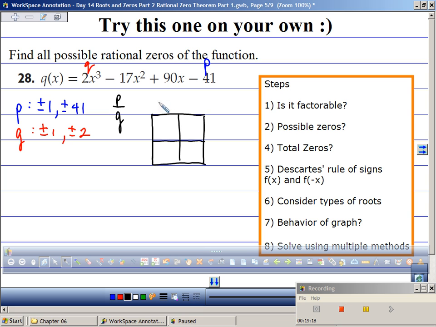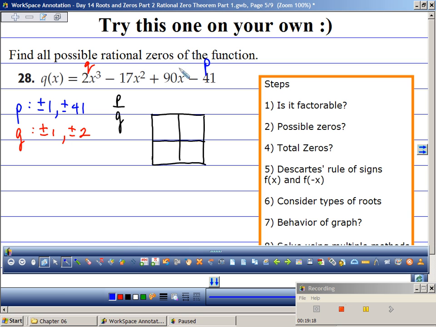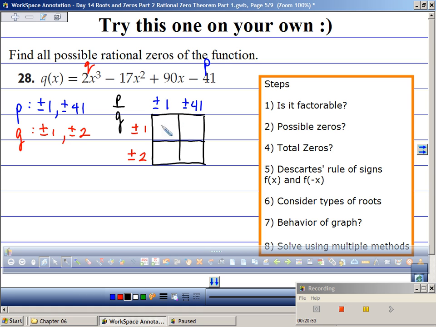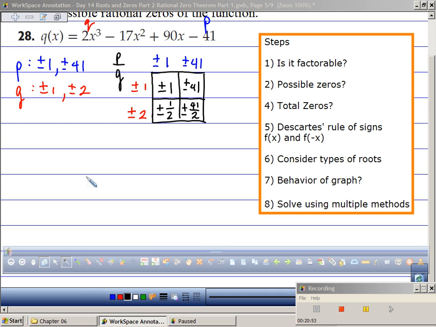So my P's are here, plus or minus 1 and plus or minus 41, and my Q's are plus or minus 1, plus or minus 2. So this would be plus or minus 1, plus or minus 41, plus or minus 1/2, plus or minus 41 over 2. And let's just all be honest, if it was that, you all would have given up by then anyways, right? We'll just call it what it is. Not that I'm encouraging that, I'm just stating the facts.